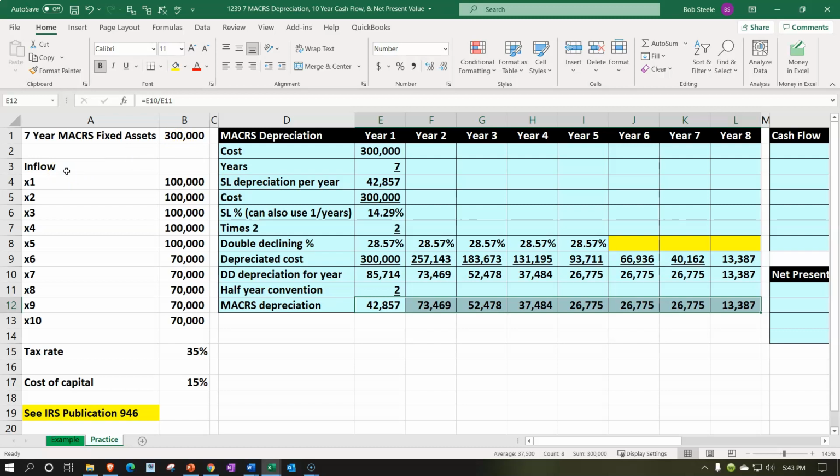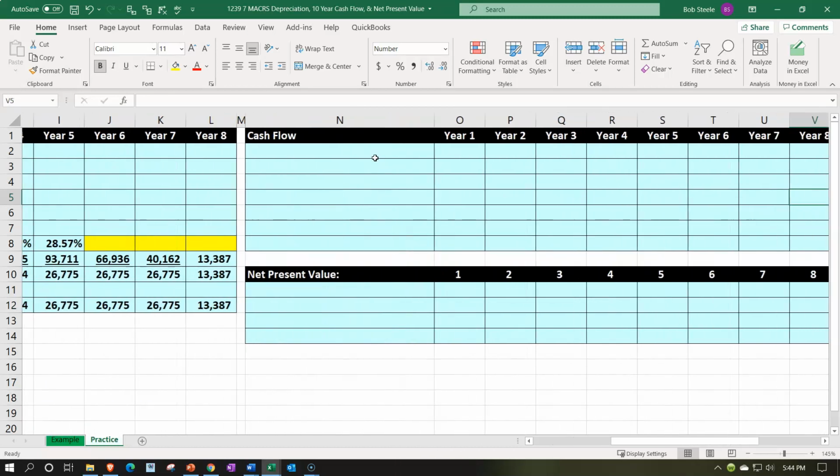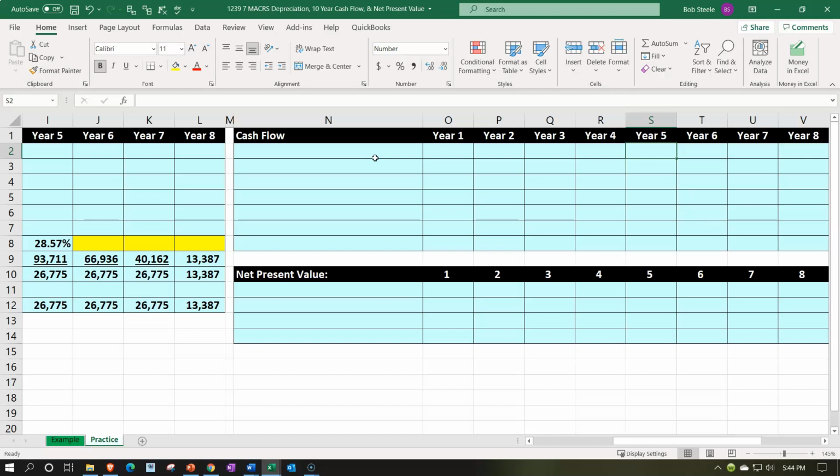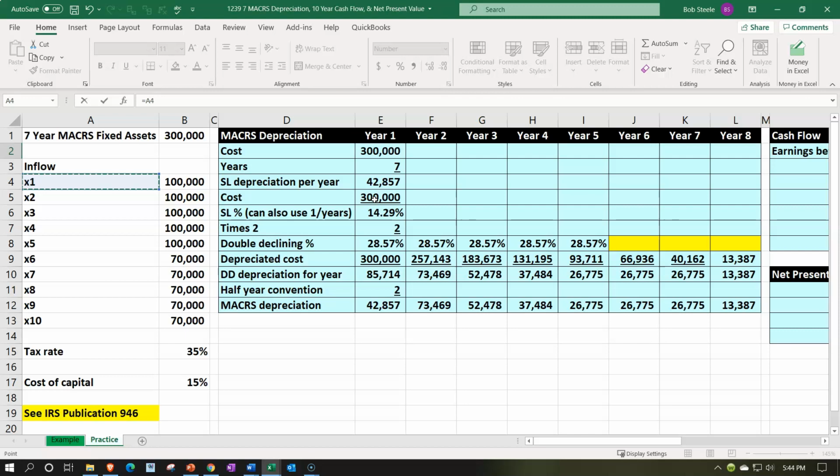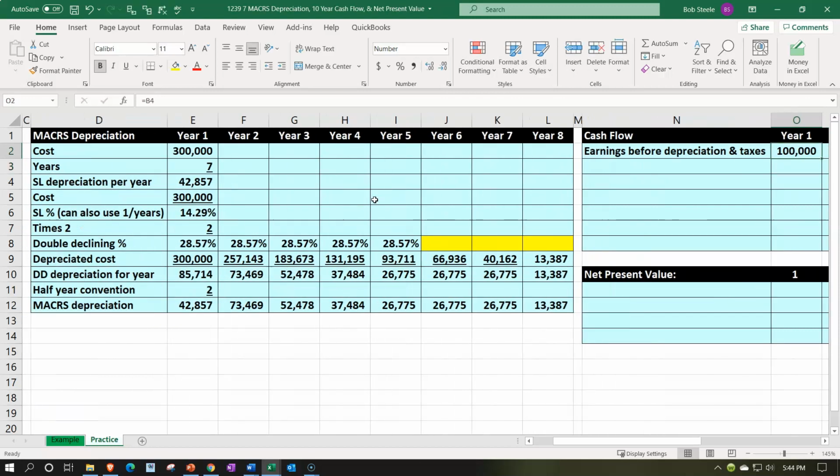With the half-year convention in place, we can now think about our cash flow with the tax impact due to the depreciation. So let's think about the tax impact. We'll do this faster because we have a lot going on here. I'm going to say the earnings before depreciation and taxes. Let's just bring this on over. This is going to be the 100. And then I'll say tab.